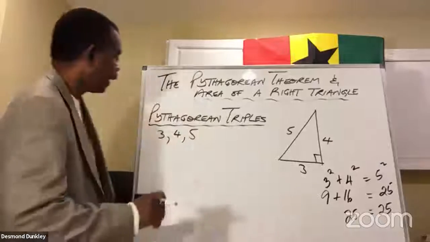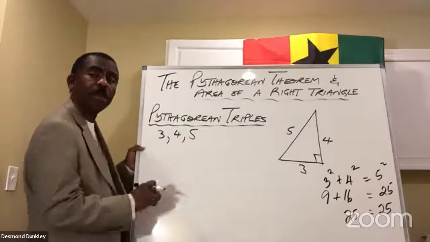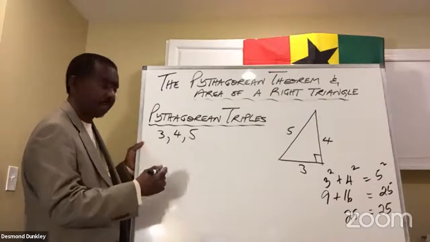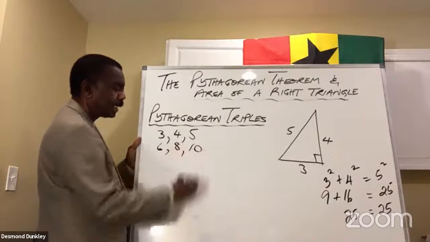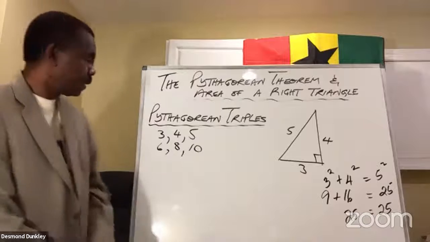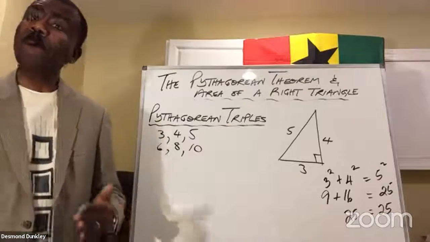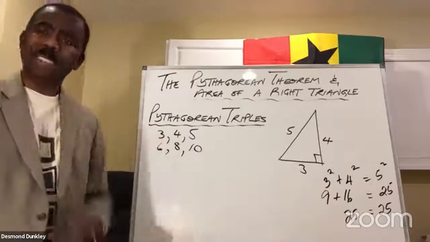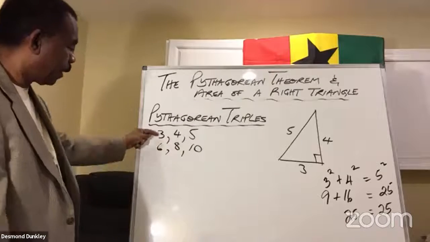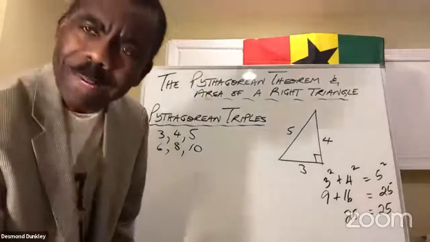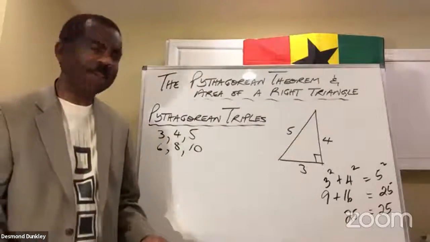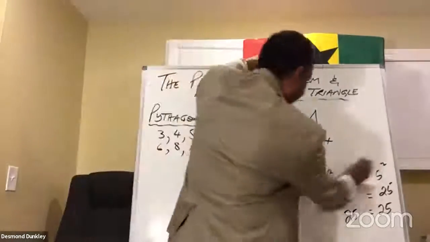Guess what? If you multiply these by 2, you'll end up with 6, 8, and 10. So these numbers are all multiples of those numbers, the same multiple. This is double, this is double, this is double. Will they form a right triangle? Well, let's check it out.